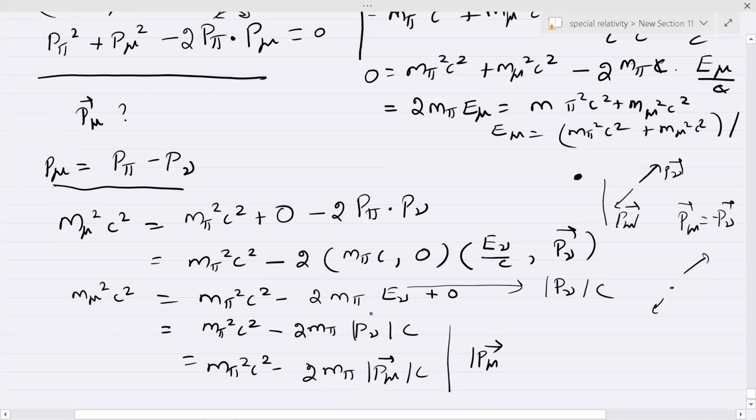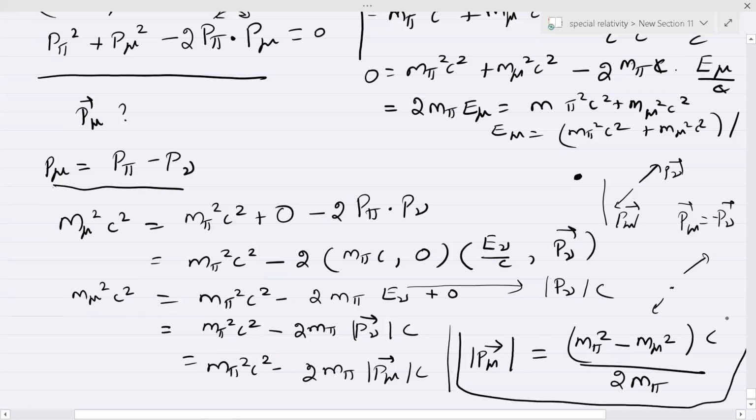vector. I'll write a vector here just to distinguish it from the four-momentum. So the modulus of the p_μ vector is equal to, you just solve for this. You take this to this side, so it becomes m_π² minus m_π² c² minus m_μ². Just solve this. All right, this is m_π² minus m_μ². There's a c² there, so you can cancel that c, and in the denominator is 2 m_π, right? So we've got the p_μ vector from this.